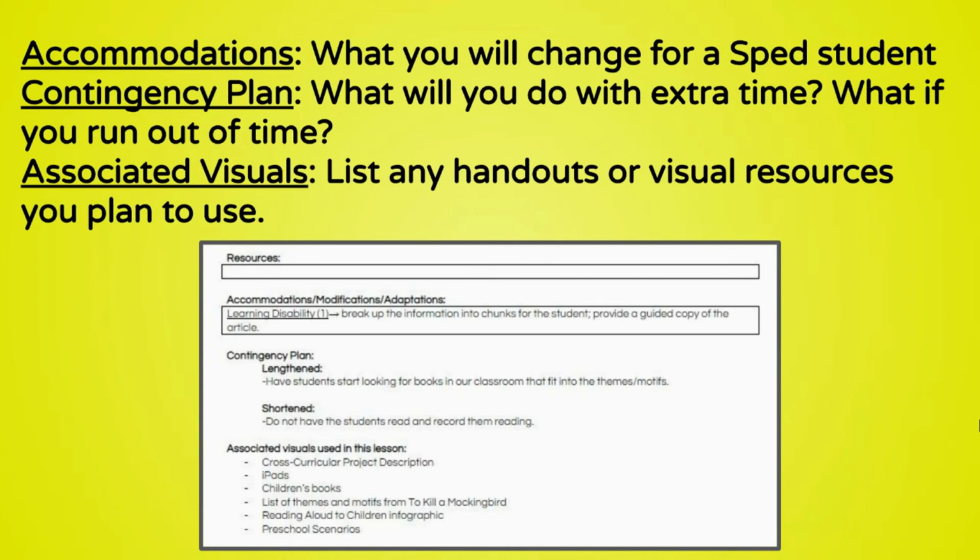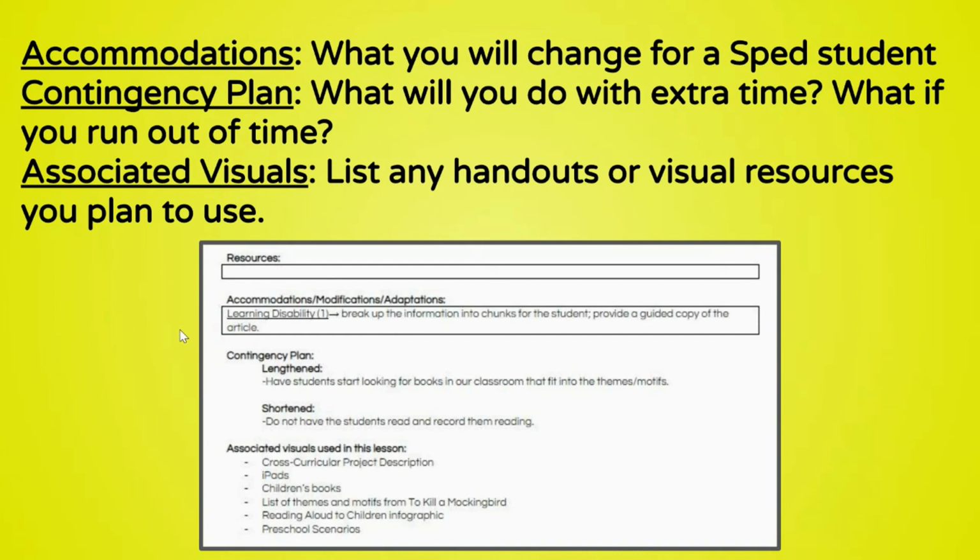So this is what you would change for a special ed student. So I had a student in my class, you can see, that had a learning disability. I have it written right here under accommodations. And then basically what I did was write how I was going to accommodate that student and her IEP. So I chose to break up the information into chunks for the student and provide her a guided copy of the article. Some of this can be preferential seating. So if you have a student with a vision impairment, they're just sitting in the front of the room. Maybe they have bigger text on their computer. There's a bunch of different things. Sometimes you don't have to make any accommodations for students, so it's okay to write none.